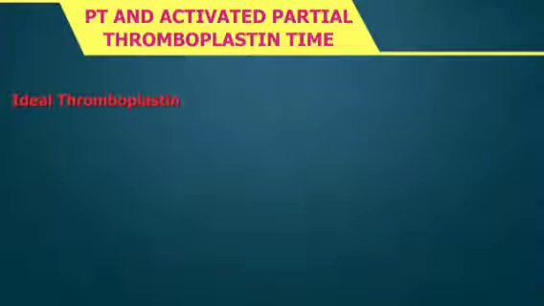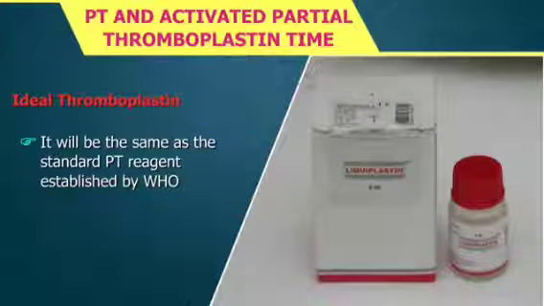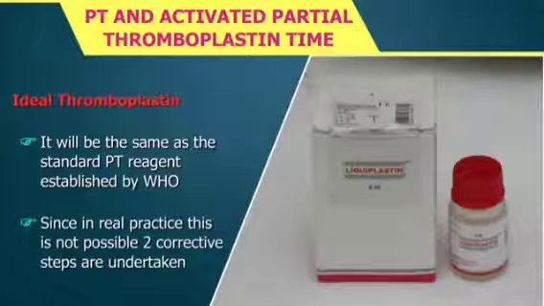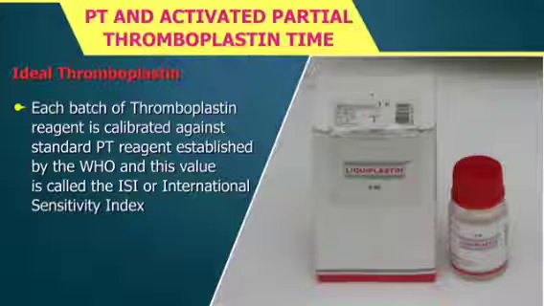What is an ideal thromboplastin? It will be the same as the standard PT reagent established by WHO. Since in real practice this is not possible, two corrective steps are undertaken. 1. Each batch of thromboplastin reagent is calibrated against the standard PT reagent established by the WHO, and this value is called the ISI or the International Sensitivity Index.